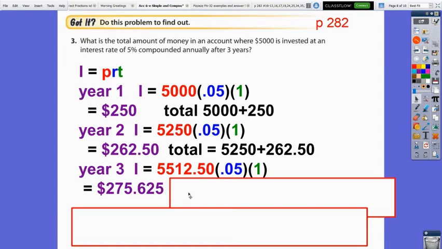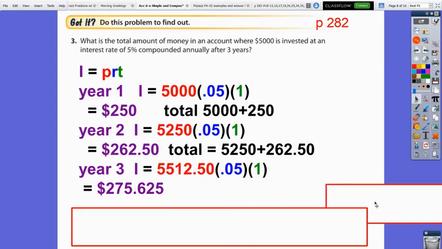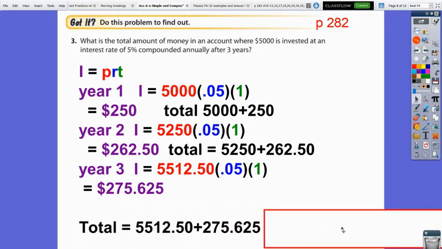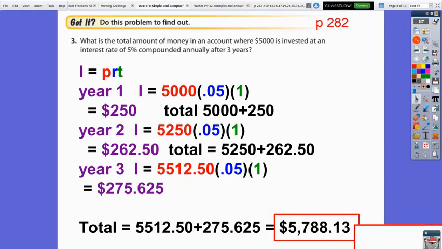So now the total amount after year 3 is the starting amount in year 3, $5,512.50, plus $275.63. Okay, and that is a total of $5,788.13. So when you calculate compound interest, you do 1 year at a time because you have a new starting amount each year. And the time is always just 1 year, 1 year's worth of interest on a new principal.